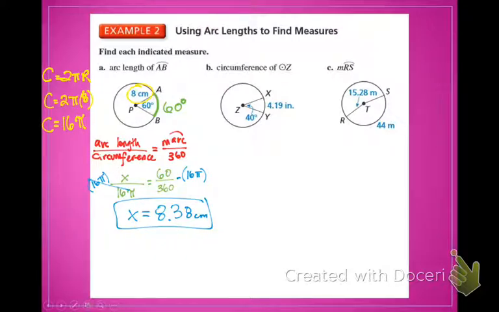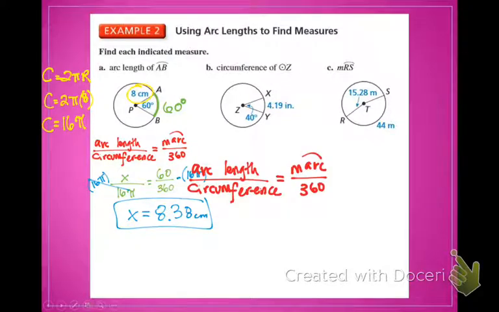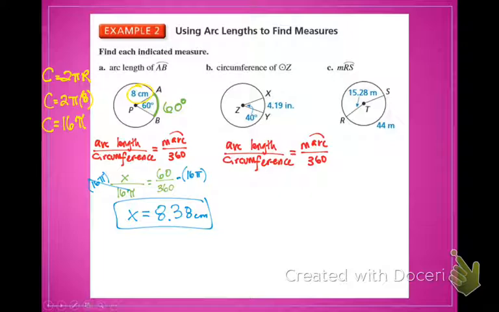What are we solving for in the next one? The circumference. So we're going to use the same formula. All right, what is the arc length of XY? 4.19. Do we know the circumference? Do we even know the radius? No, we don't know the diameter either. So I would write C. You can write X, you can write whatever you want, but that's what we're solving for.